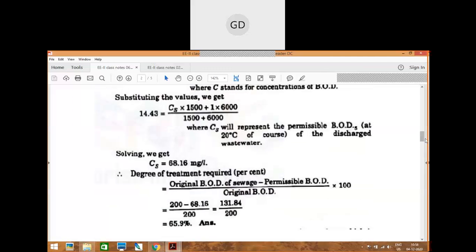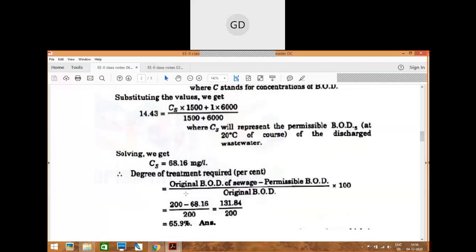Now after finding the CS, the question actually says to find out the degree of treatment required, isn't it? So you find out the degree of treatment. This formula also you can note down for this numerical only. The formula is the original BOD of sewage minus permissible BOD, divided by original BOD, into 100%.